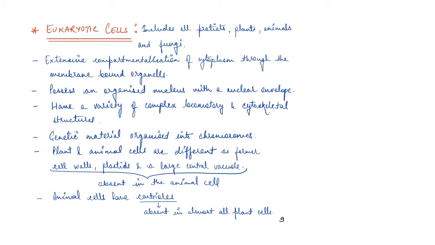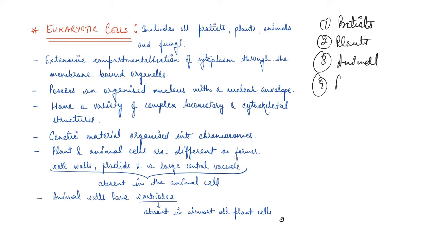If you talk about the eukaryotes, what do they include? They include first protists, then we have all the plants, we have all the animals, and we have fungi, right? So, we have protists, fungi, all the plants, and all the animals, right? Now, in eukaryotic cells, there is an extensive compartmentalization of cytoplasm. So you have a lot of membrane-bound organelles, and that is the difference between prokaryotic and eukaryotic cell, guys.